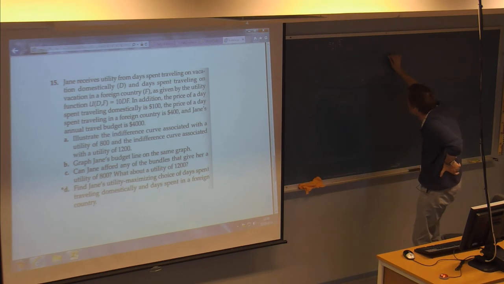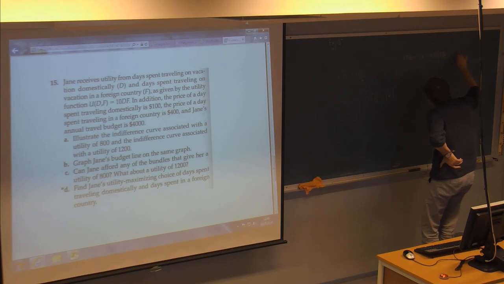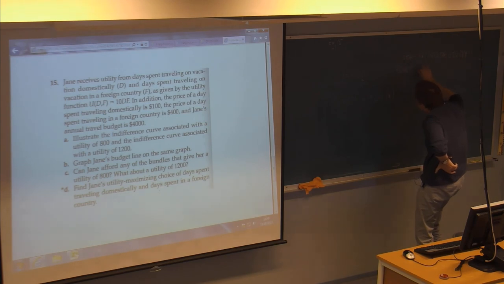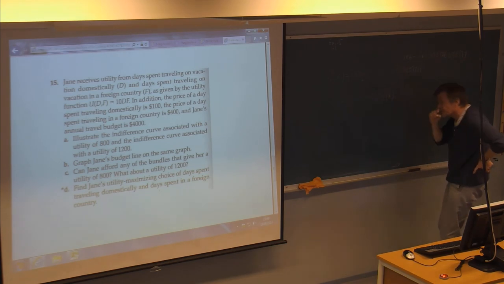So we substitute the expression star into the utility function. In this case, we get u, which is no longer a function of two variables, but a function of a single variable, in this case d, and it's 10 times d times the old f, where we now put this one in instead, 10 minus 0.25d.